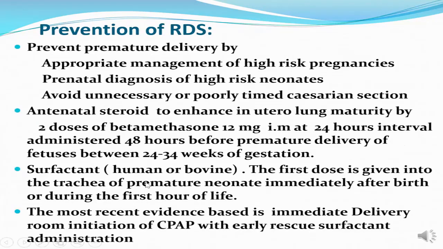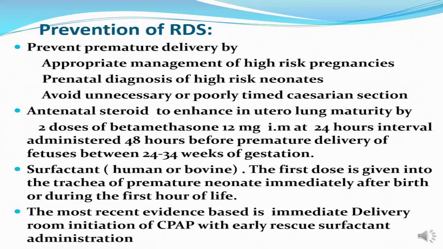The prevention of respiratory distress syndrome is initially by the obstetrician and then by the pediatrician. The obstetrician can prevent RDS by preventing premature delivery, by appropriate management of high-risk pregnancies, by prenatal diagnosis of high-risk neonates, and by avoiding unnecessary or poorly timed cesarean section. Now you are seeing a lot of cesarean sections where the indication is not clear and loose, and a lot of preterm babies come because of wrong decisions regarding cesarean section.